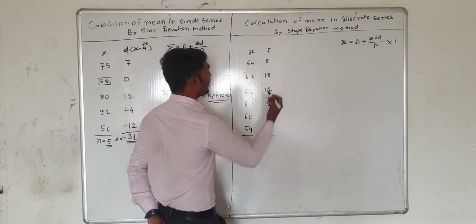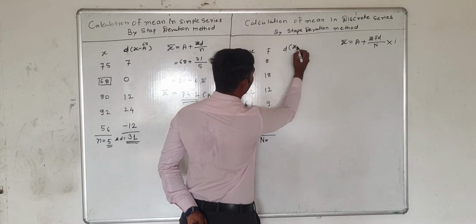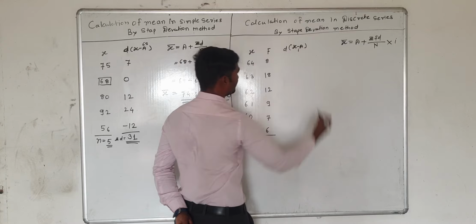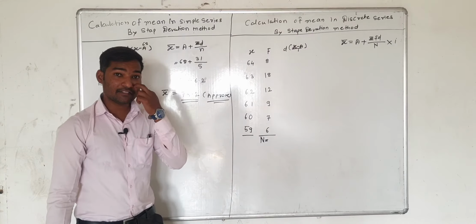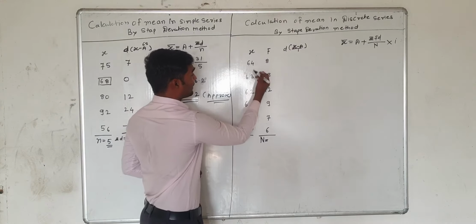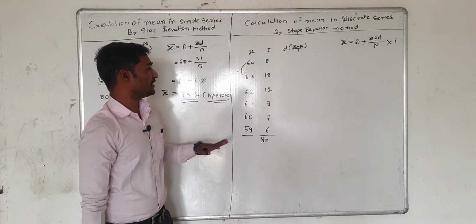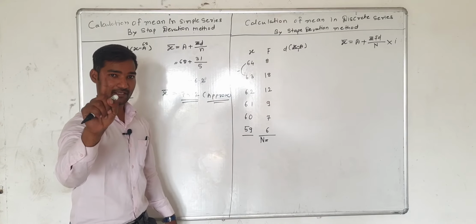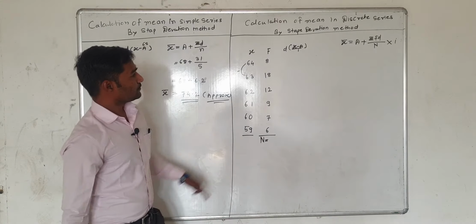So how to calculate D in discrete series? There is a formula: D equals x minus A divided by I. So what is I? I is the width of the class intervals. So what is the width between 64 and 63, 62 and 63? It is 1. Okay. Width of this group is 1.